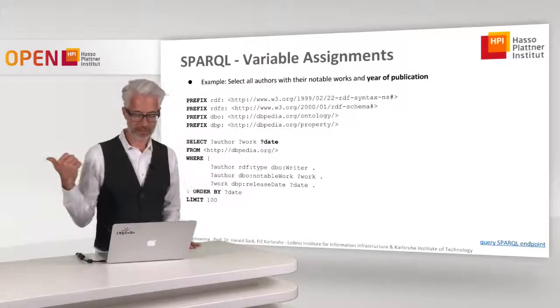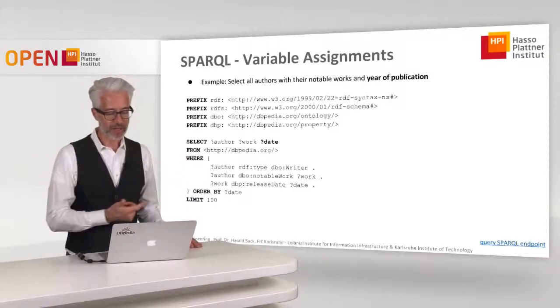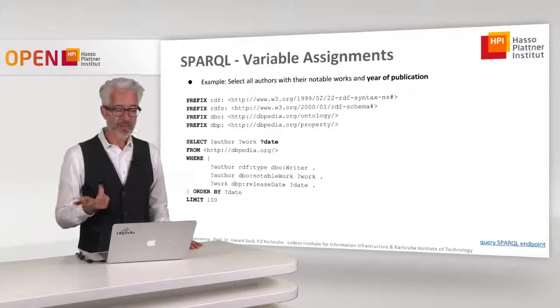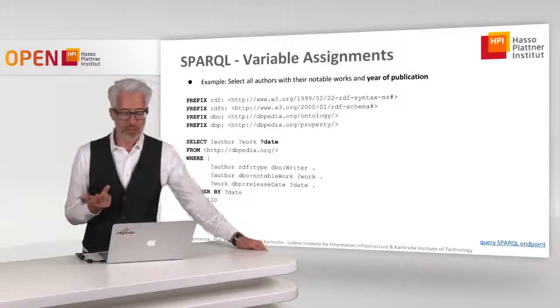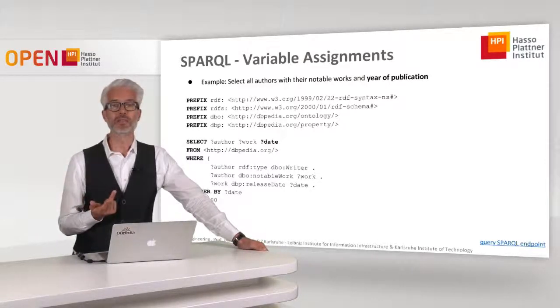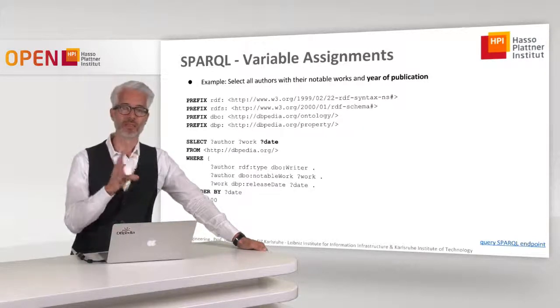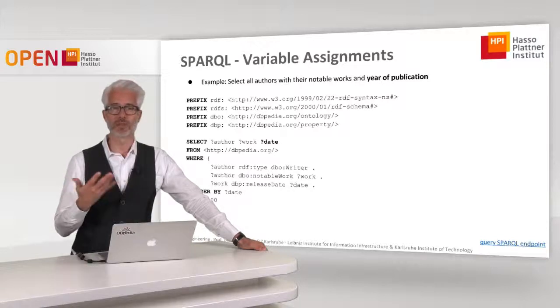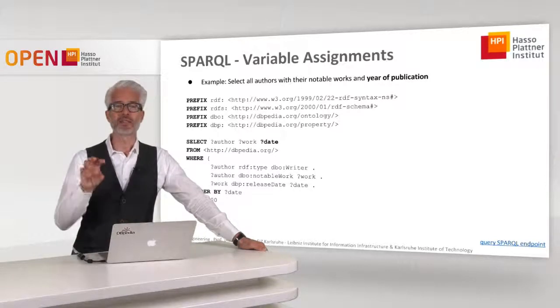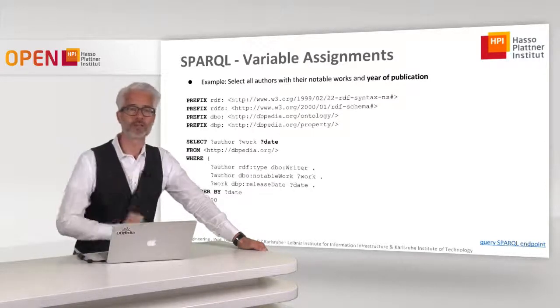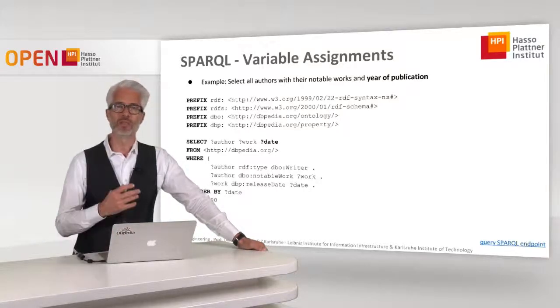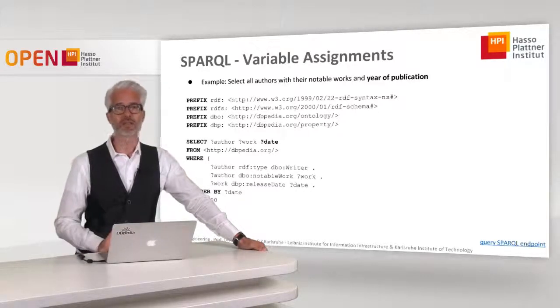First we say, okay, must be of type DBO writer. Then we select the work, and then the third thing that we select here would be the release date. So DBP release date is a DBpedia property. It's not a DBO from the DBpedia ontology. It's a simple unmapped property. And then you have there the date. And we want to order the result by the date, and we only want to see the first 100.